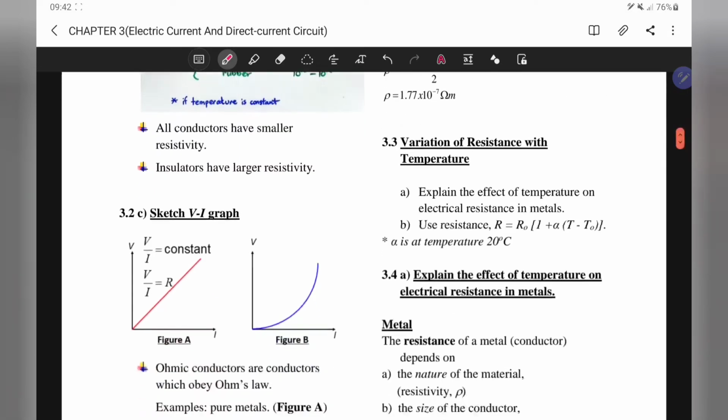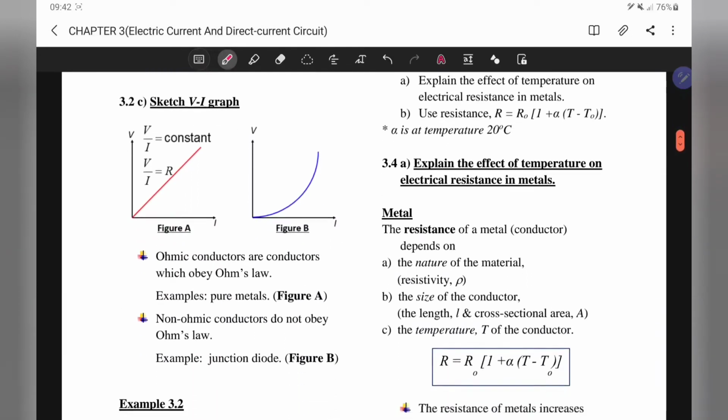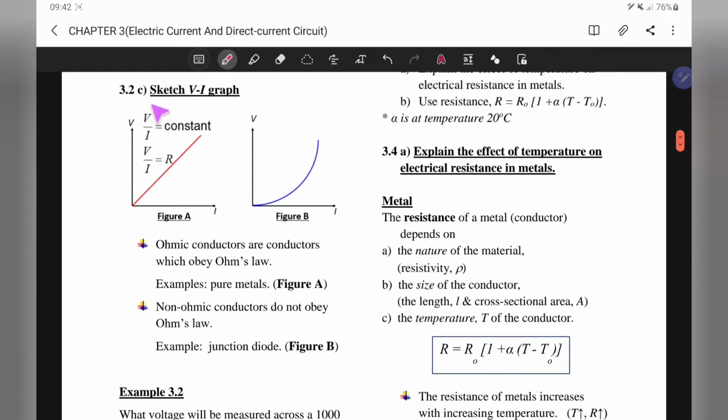Alright, so according to Ohm's law, this is the graph. We need to know how to sketch a graph of V against I, potential difference against current. According to the ideas introduced by Mr. Ohm before, V and I are directly proportional, where V equals IR, isn't it? So V over I gives you R, which is our constant. So from that, the V against I graph is just like this, where R is a constant.